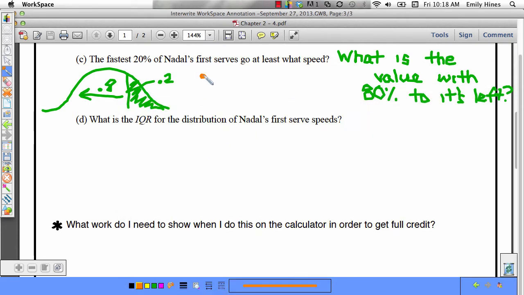So I'm going to plug that into the z-score formula. 0.84 is my z-score, equals whatever my x is, minus my mean, divided by my standard deviation. When I multiply by 6 and add 115, I get 120.05, which matches my answer from the very first one. So I would conclude that the fastest 20% of his serves go at least 120 miles per hour.